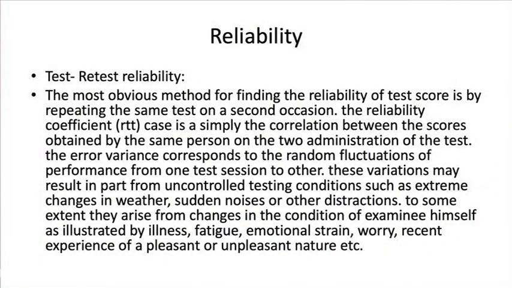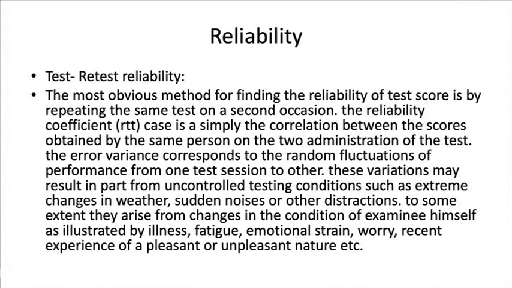Now, I will just read it out. The most obvious method for finding the reliability of a test score is by repeating the same test on a second occasion. I have just explained to you, second occasion, 10 days, 7 days, 15 days. The reliability coefficient, which we usually call r_tt, is simply the correlation between the scores obtained by the same person on the two administrations of the test. Same group, two administrations, today and after a gap of time.